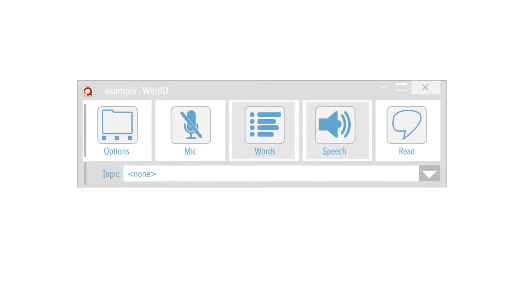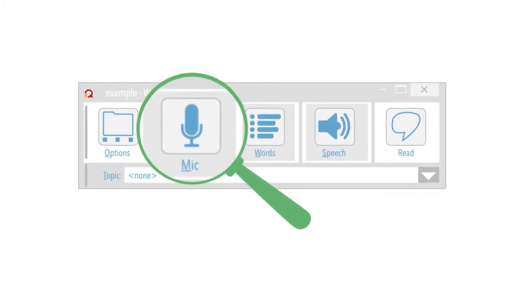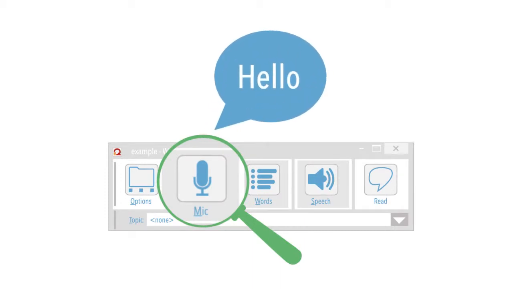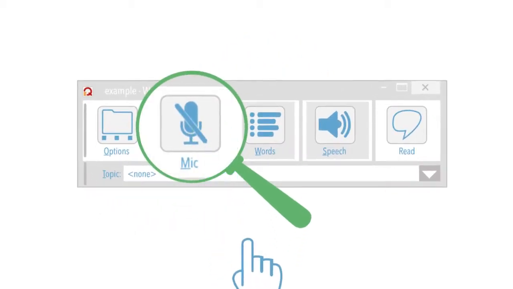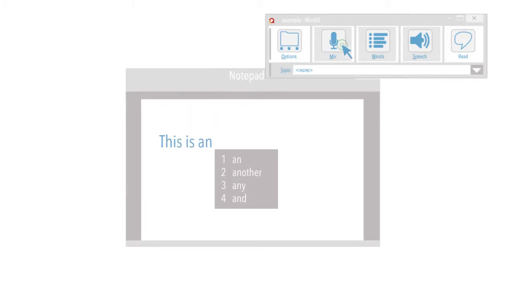Using SpeakQ is really easy. All you need to do is click on the microphone, then say what you want to say, and then turn it off as soon as you're done speaking. Try typing a few words and then saying a word, and then I'll click on the microphone.